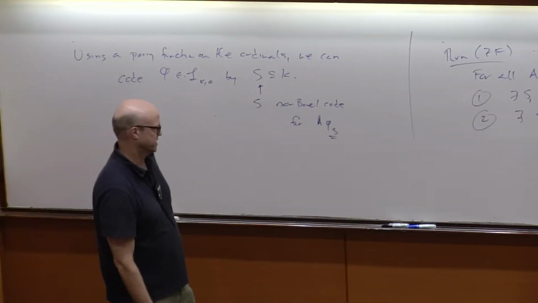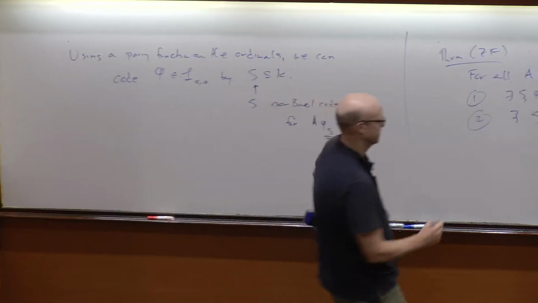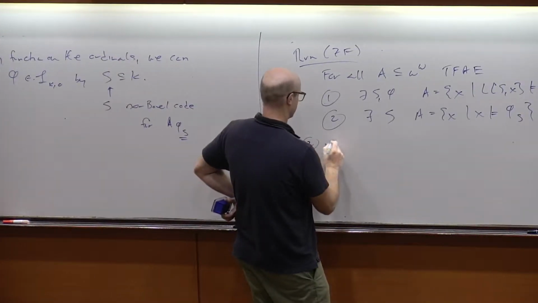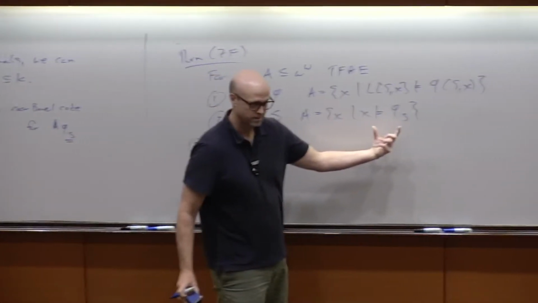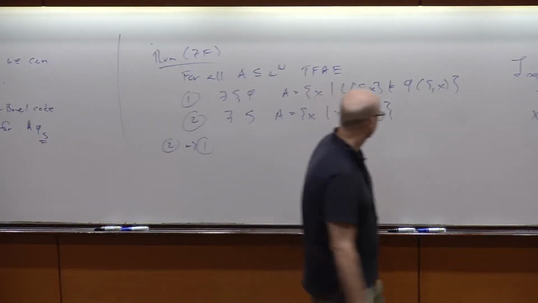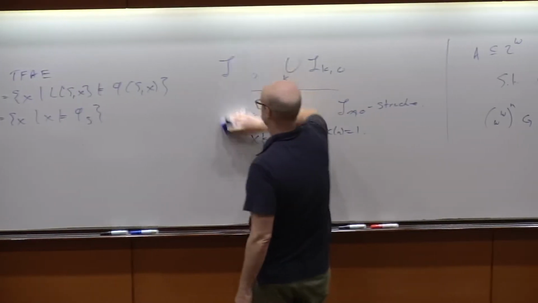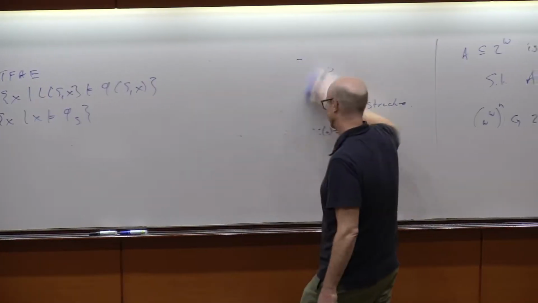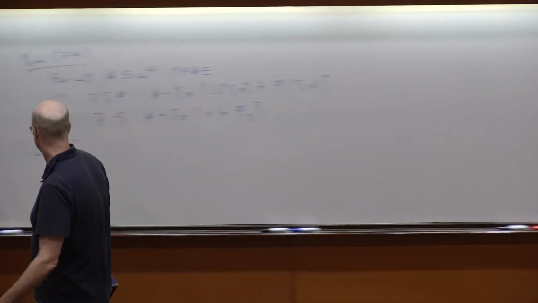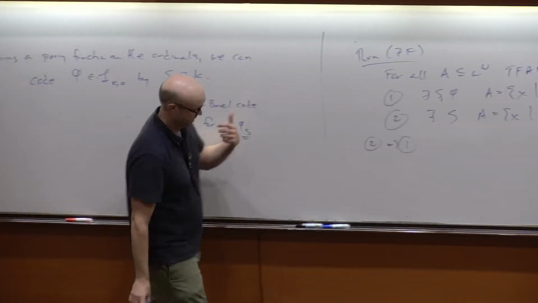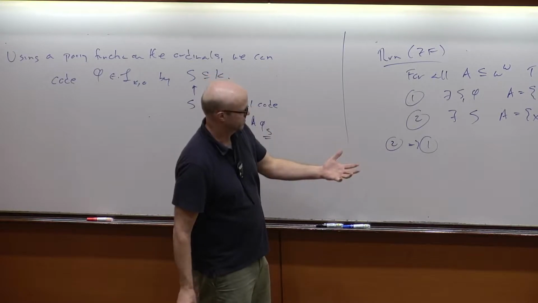Now, one of these two directions is a lot easier than the other, right? 2 goes to 1 is more or less immediate. You have the same S, and there's your formula, right? The other direction takes some work. At least when I did it, it's a little bit ugly. I'm not going to say much about the details of the other direction, but it can be done recursively.